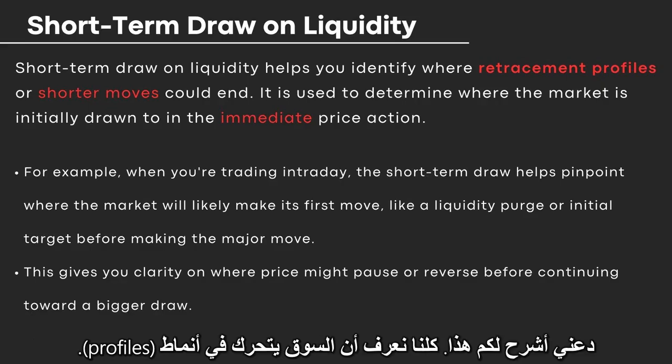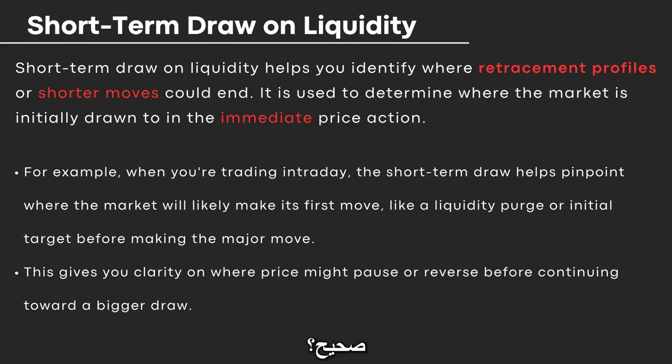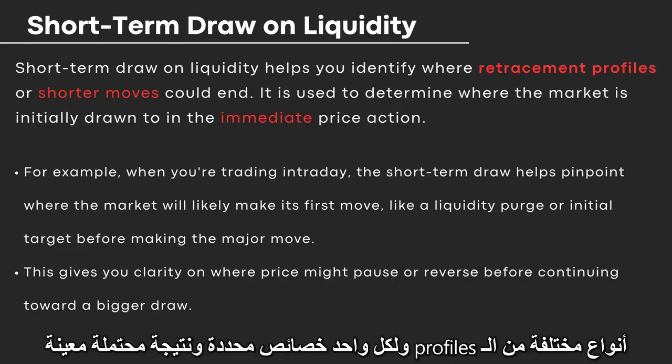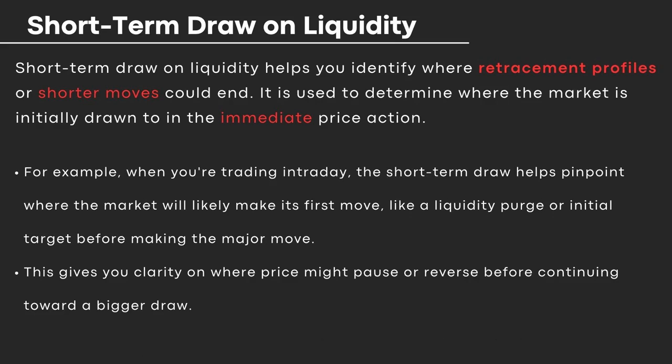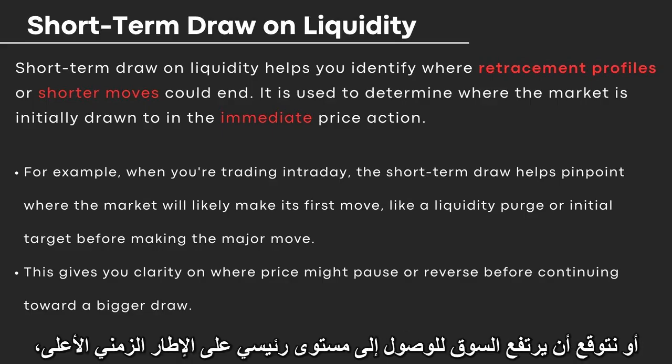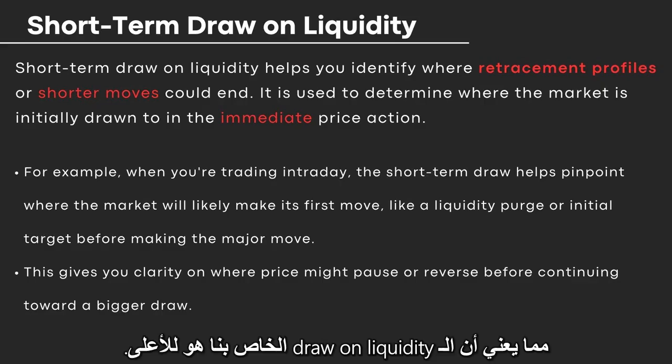Now let me explain this to you. We all know that the market moves in profiles. There are five different types of profiles, and each one has specific characteristics and a specific possible outcome when combined with key levels and dealing ranges. We also know that, let's say, if our target is higher, or we are expecting the market to go higher to reach a key level on the higher time frame, meaning that our drawn liquidity is higher.